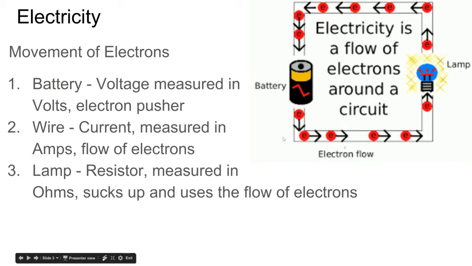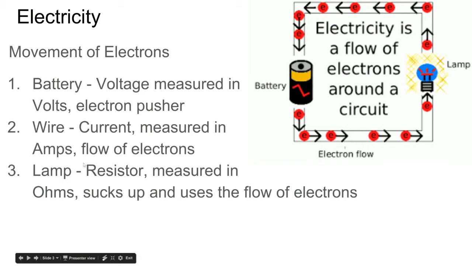The wire itself, that's where the current is, and the current, just like in a current of water, is like the flow. Okay, and so the current here is the flow of electrons. So if there's a large current, there's a lot of electrons flowing. If there's a small current, then there's not very many electrons flowing. Okay, and it's measured in amps.